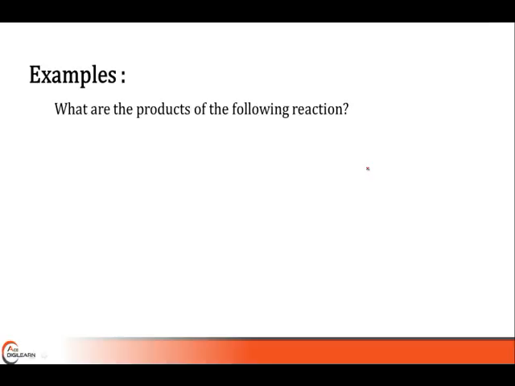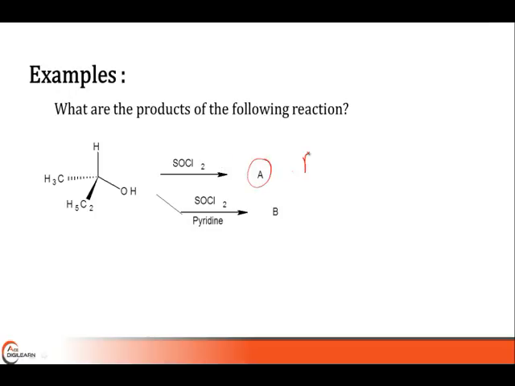Example, what would be the product for the following reaction? So in the first case SOCl2 is used without pyridine. In the second case SOCl2 is used in presence of pyridine. As I discussed earlier, with SOCl2 in the absence of pyridine, in A, the configuration should be retained, and in presence of pyridine, it should be inverted.